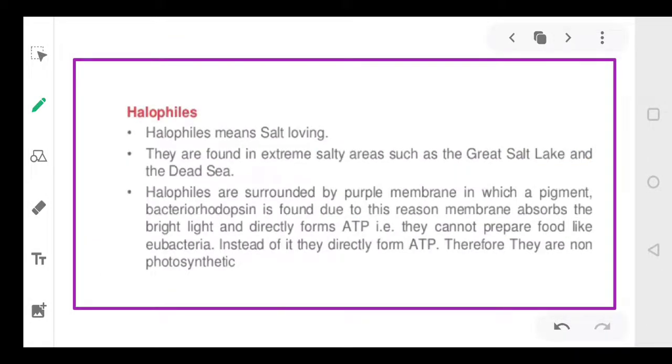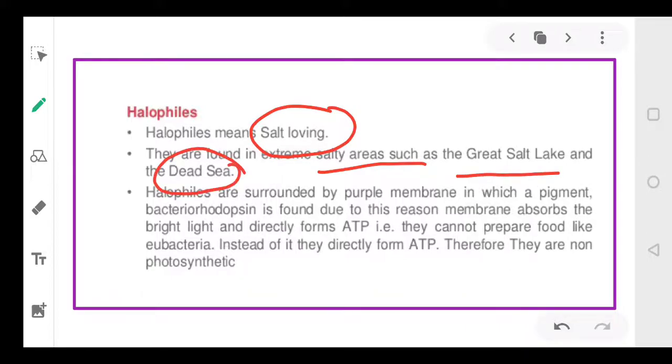Next is halophiles. Halophiles are the ones living in a salty atmosphere. So they are salt loving. They are present in areas such as the Great Salt Lake and the Dead Sea. I hope you have heard about the Dead Sea. It is a sea where the salt concentration is very, very high and no living organism is observed. But the bacteria are present there.